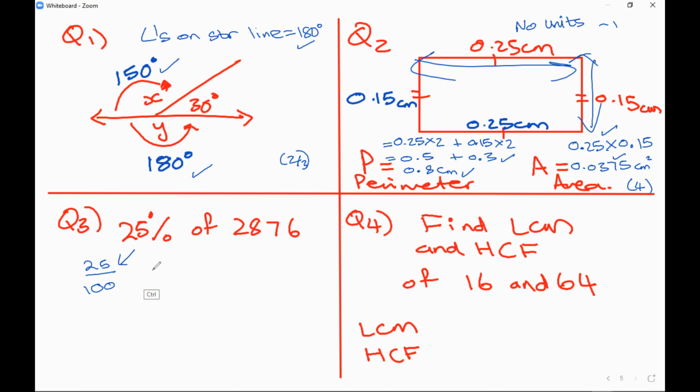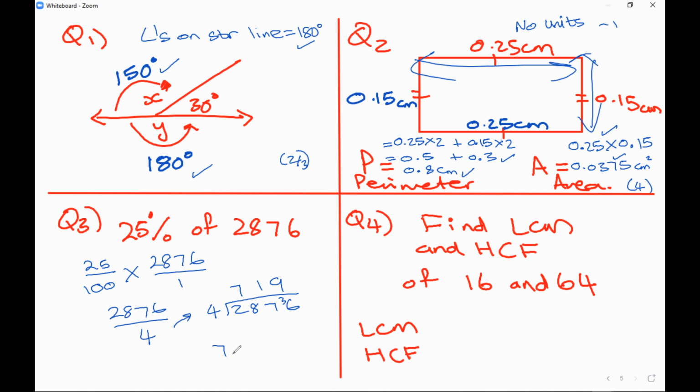25% is 25 over 100. Of is always times. And 2876 over 1. That's the calculation we can't show without a calculator. We can then simplify this by dividing by 2, or just simplifying this whole fraction. This becomes 2876 over 4, which is basically, if I take 4 on the outside of 2876, 4 goes into 2, it can't. 4 goes into 28, 7 times. 4 goes into 7, once, remainder 3. 4 goes into 36, 9 times. So that becomes 719.